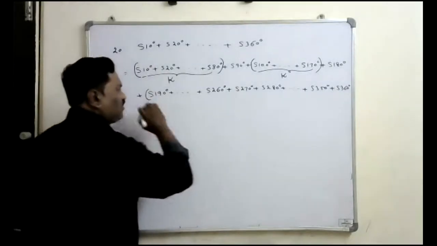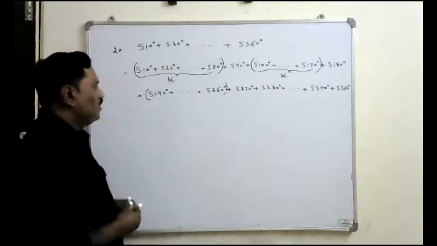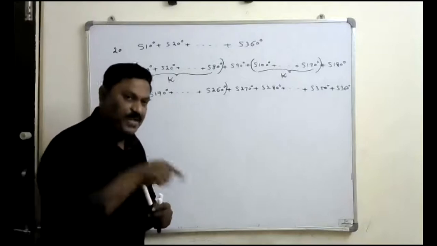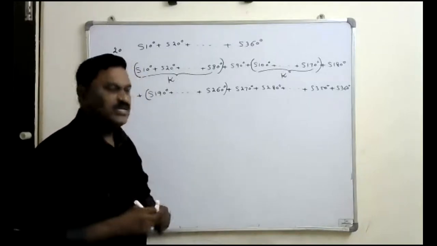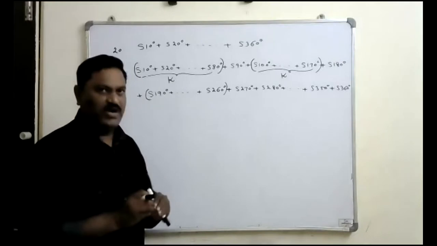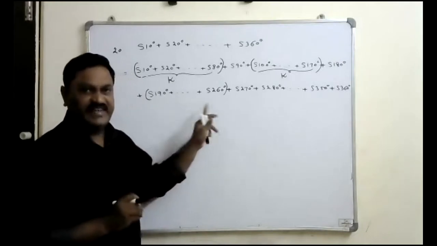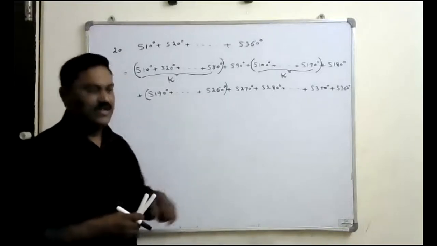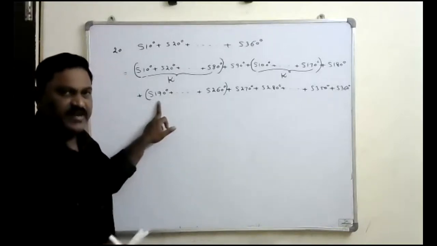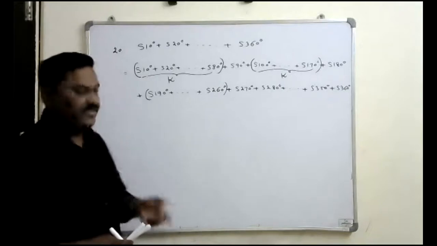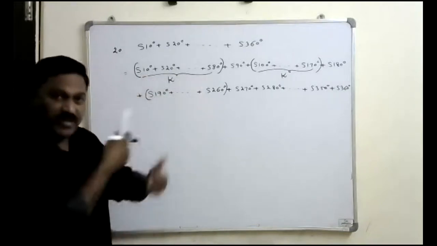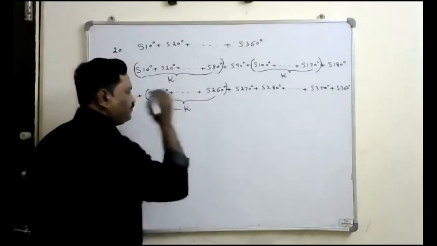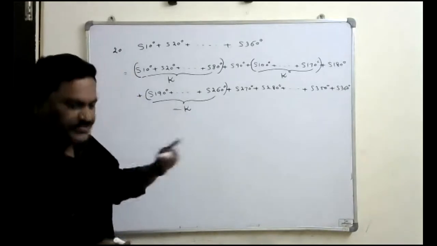Next, 190 we can write as 180 plus 10. 180 plus means all these are angles of the third quadrant, and in the third quadrant sine is negative. So for all these values you get the negative sign. Sine of 180 plus 10 degree is minus sine 10 degree, the same value but with a negative sign. That's why this entire value becomes minus k.